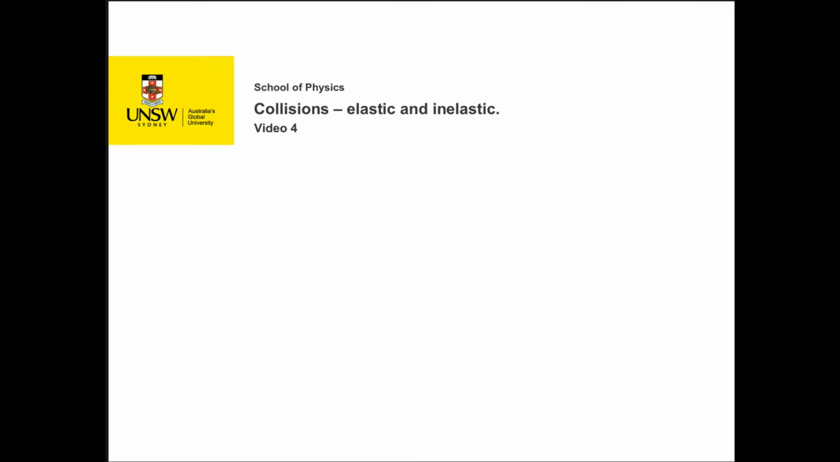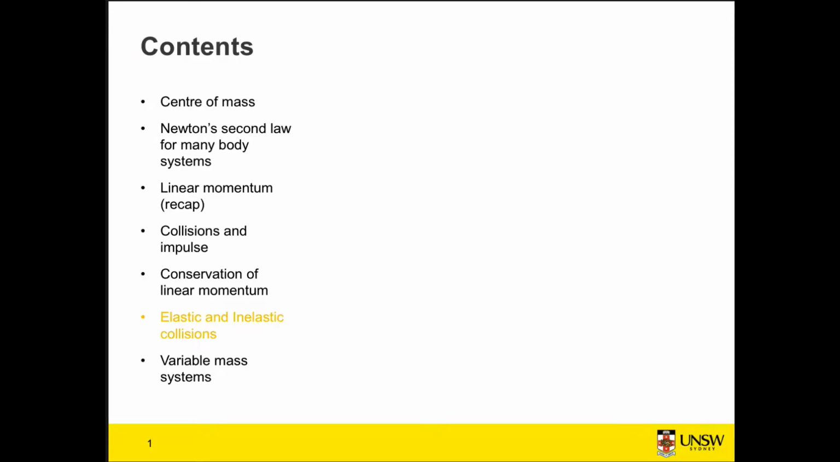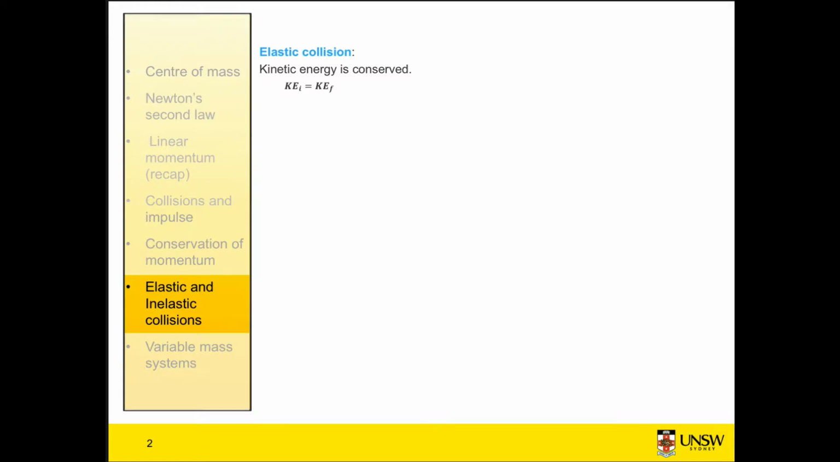This is the second last video in the collisions topic, and in this very short video we'll be looking at collisions in a little bit more detail, in particular elastic and inelastic conditions. We define these two types of collisions by what happens to the kinetic energy after the collision. Again, we assume the system is isolated in all cases.